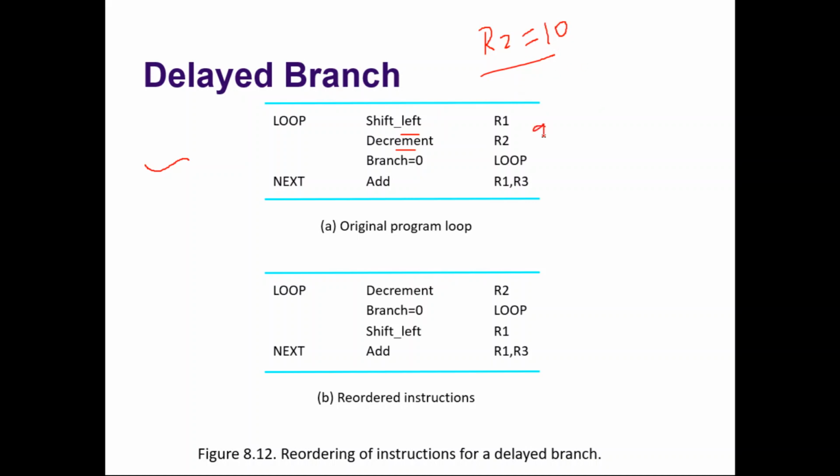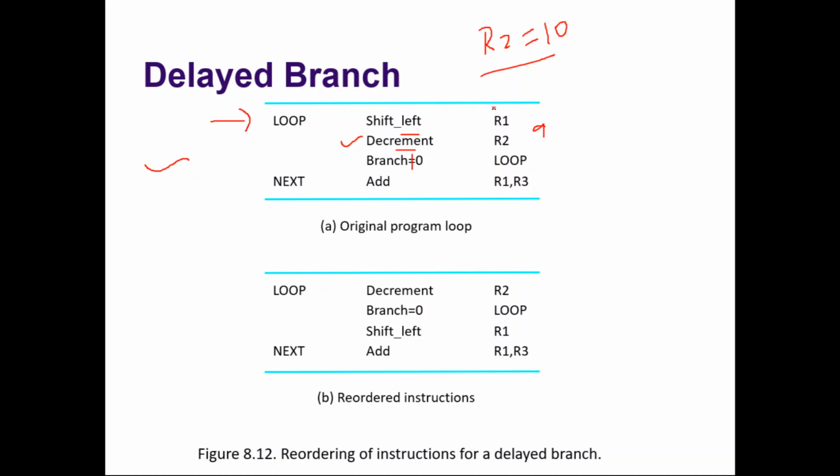Now R2 becomes 9. Branch equal to 0. Actually it is given as equal to, but let us assume it is not equal to, so that it will be meaningful. So let us assume branch not equal to 0 loop. So branch not equal to 0 means what? It will check the previous instruction. What is the previous instruction? Decrement R2. What was that previously? 10, now it is 9. So is 9 equal to 0? No, it's not equal to 0.